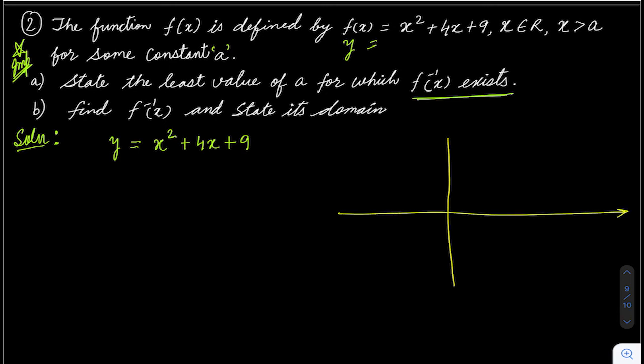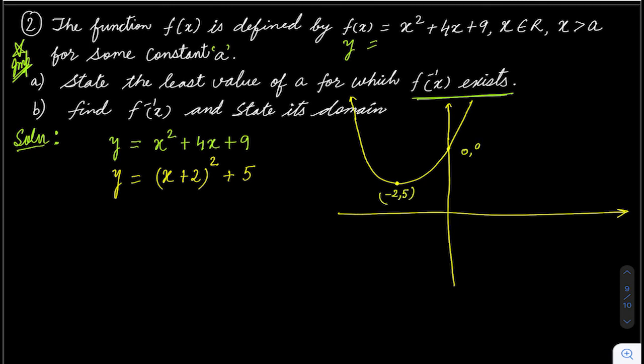Okay, so let's draw this graph. If you complete the square of this, you will get x plus 2. I have made a special video for completing the square also. If you are not comfortable with this, you can go and watch that video also. Okay, so you will get y equals x plus 2 whole square plus 5. So at minus 2, its value is 5. And it is intersecting the y axis at 9. So this will be something like this. Okay, so I have my graph now. This point is minus 2, 5.